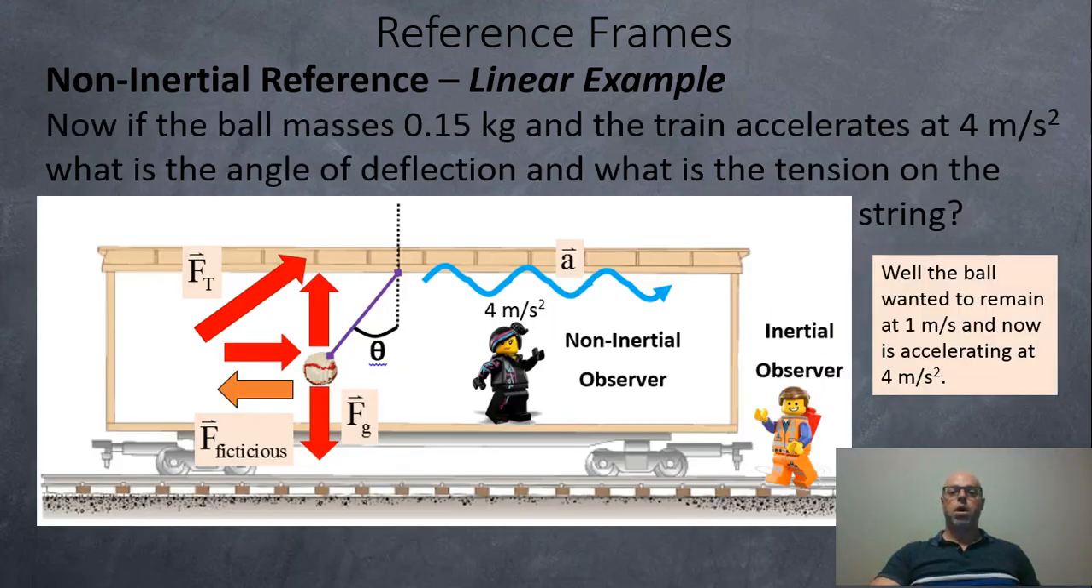So if the ball has a mass of 0.15 kilograms, or 150 grams, and the train accelerates at 4 meters per second squared, what is the angle of deflection? So what's this angle theta right here? And what is the tension on the string? So how many newtons of force pulling on the string at this point in time? Okay, so while the ball wanted to remain at 1 meter per second, but now it's accelerating at 4 meters per second squared forward.